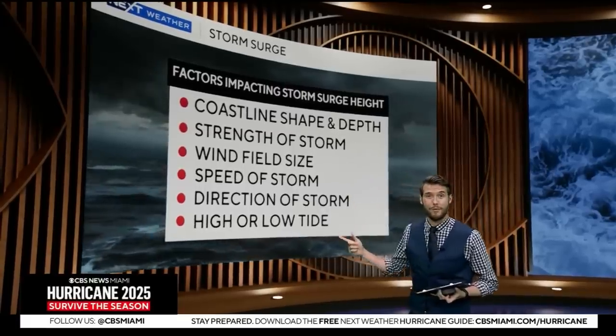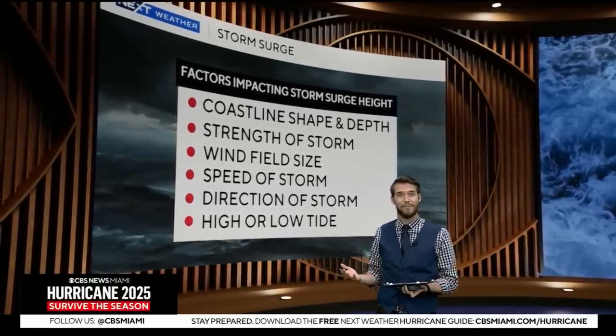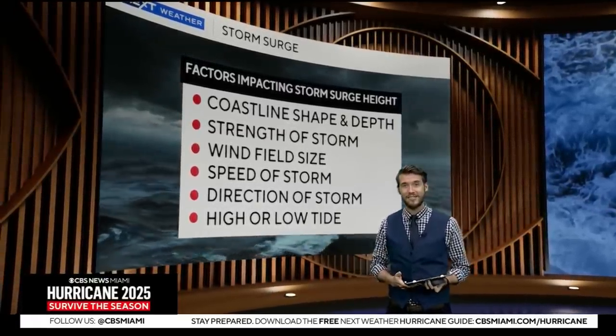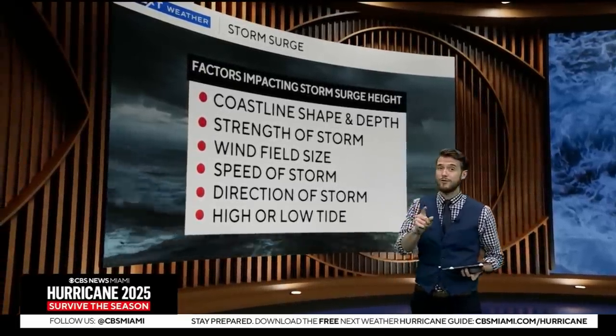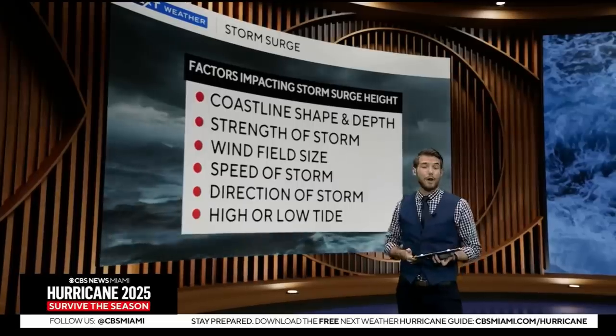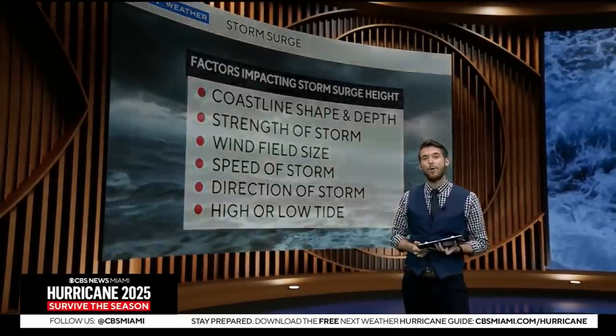As you can see, there's quite a few to discuss here. We have the coastline shape and depth, we have the strength of the storm or the hurricane itself, the wind field size, the speed of the storm or system, the direction that the storm is coming from and heading toward, and then also, as I mentioned already, that high or low tide.